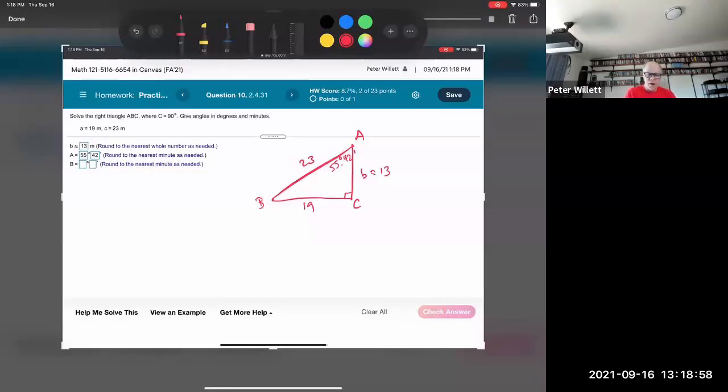Right, so now we want to find angle B. The simplest thing is that those two have to add up to 90. So if I subtract the angle I just got from 90, I should be able to get angle B.